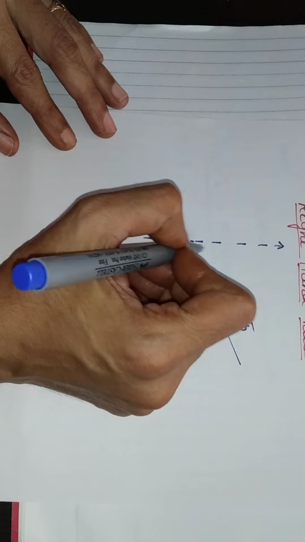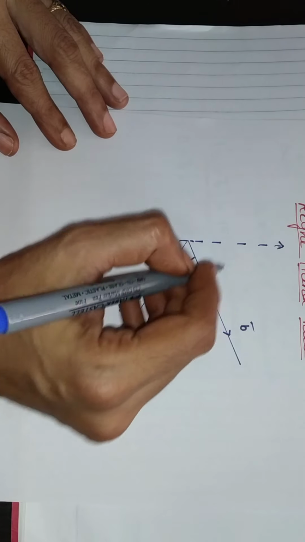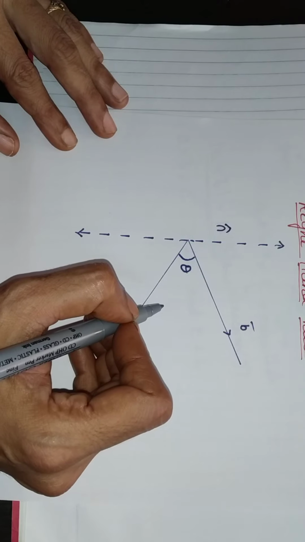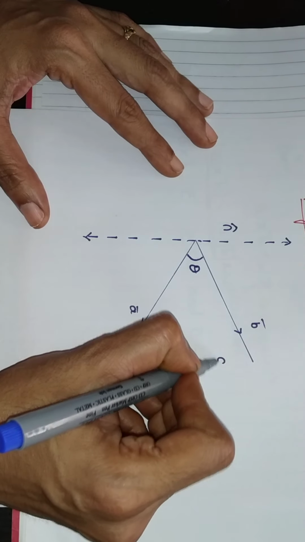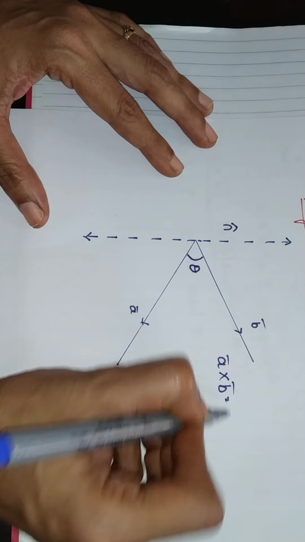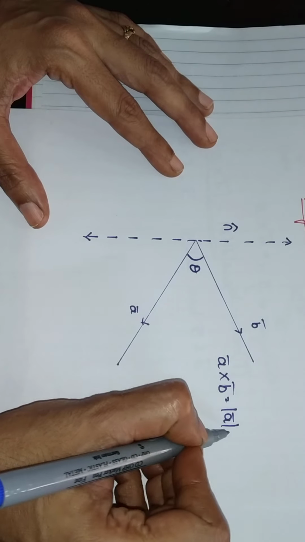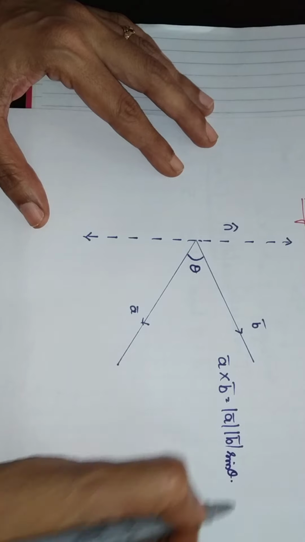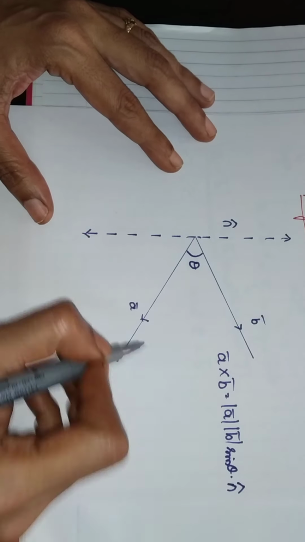Okay, this particular vector that is there. And along this direction, if you take a unit vector called n cap, then we can say that A bar cross B bar is equal to mod A mod B sin theta into n cap.